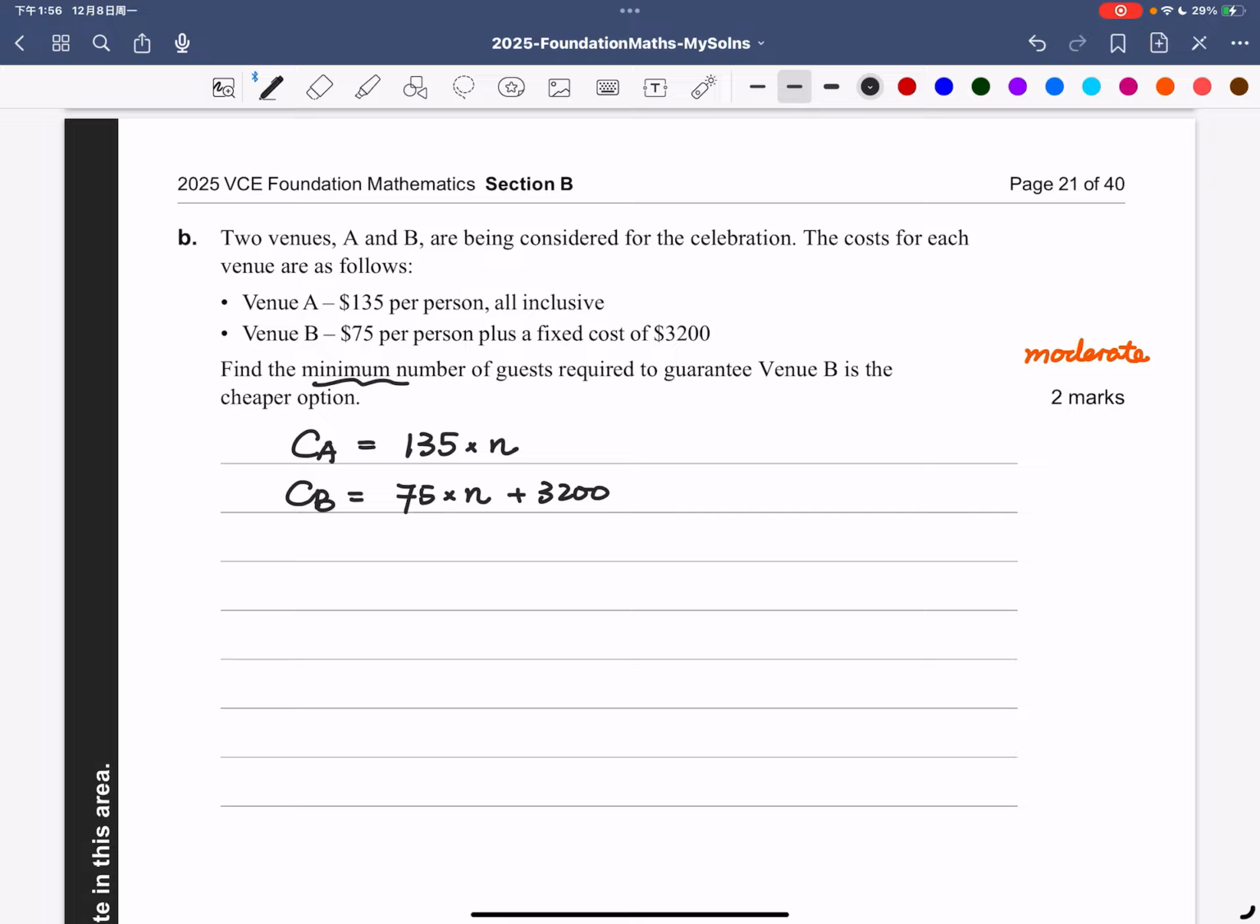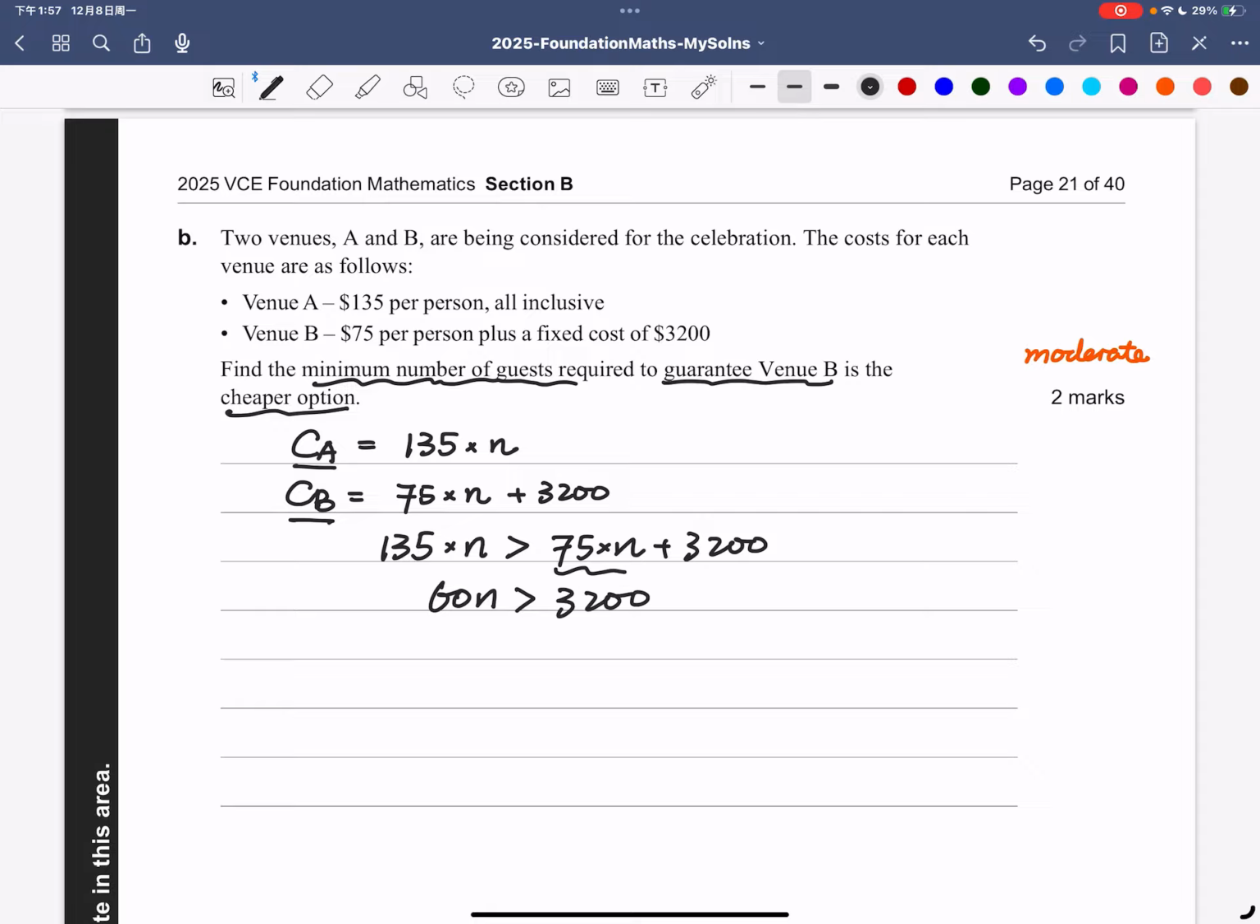And a minimum number of guests required to guarantee venue B is the cheaper option. So this one is less, this one is more. Therefore, we should have 135 times N, and this is cheaper. Therefore, I would say it's larger than 75 times N plus 3200. Then you subtract 75N from both sides, you will get 60N greater than 3,200. And you get 30N greater than 1,600.